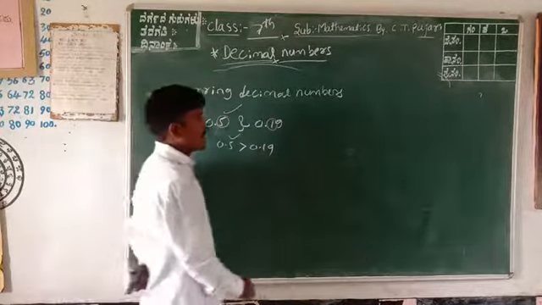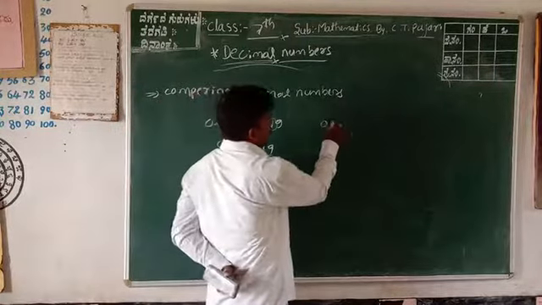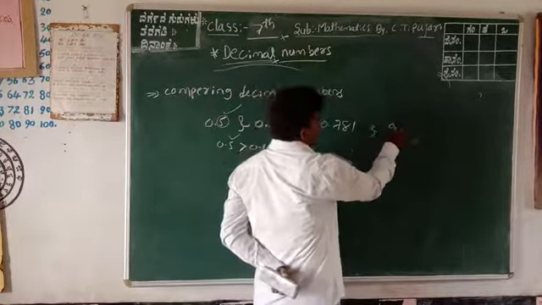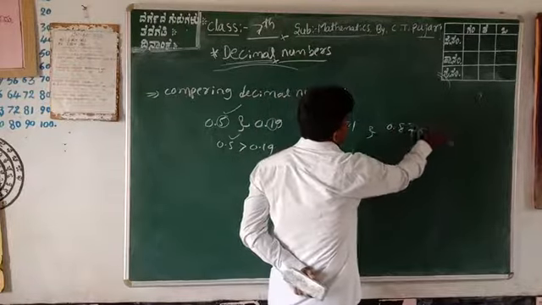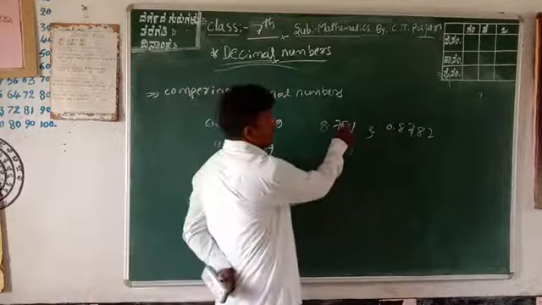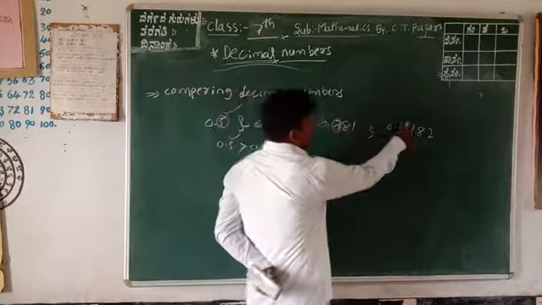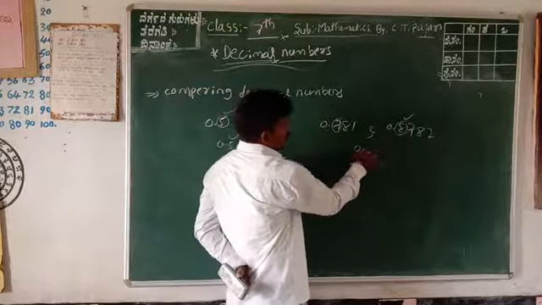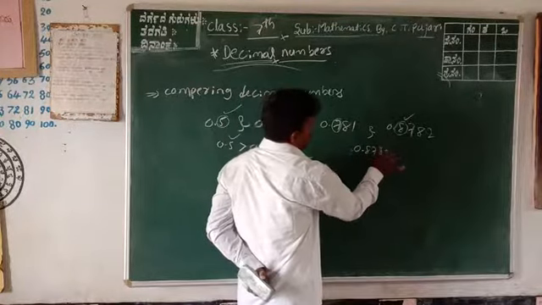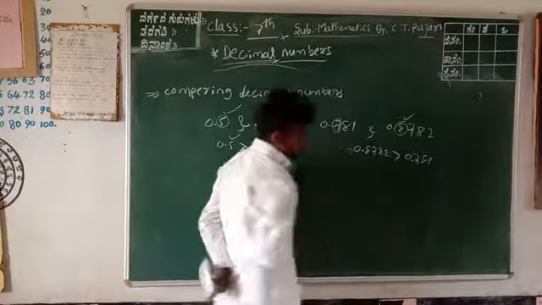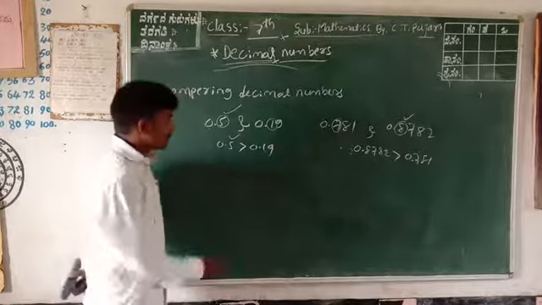And also the next one. 0.781 and 0.8902. Which number is more? Again consider the tenths place. 8 is more, therefore 0.8902 is more than 0.781.